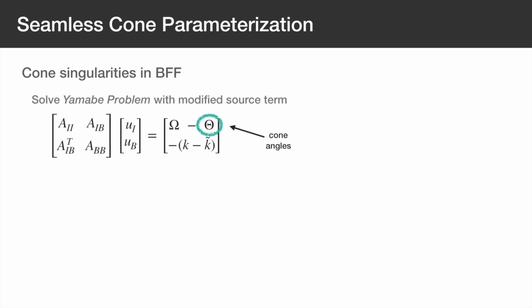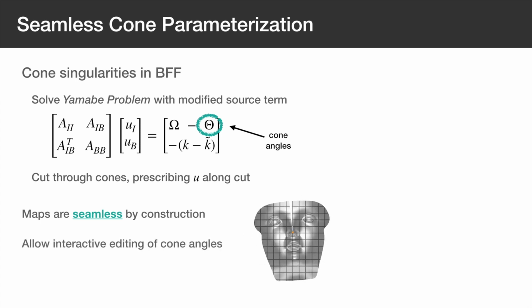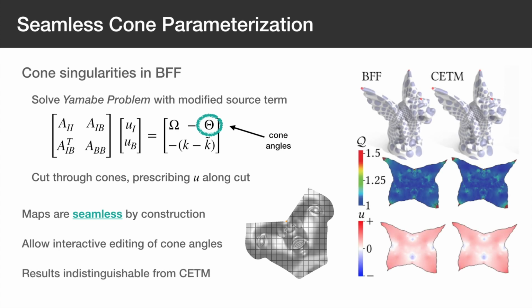We now solve the Yamabe problem with a modified source term containing cone angles. Then, we cut through the cones, prescribing scale factors we just computed along the cut. The rest of the algorithm proceeds as usual and results in maps that are seamless by construction, allow interactive editing of cone angles, and again are virtually indistinguishable from CETM.